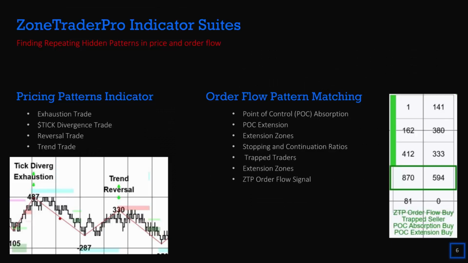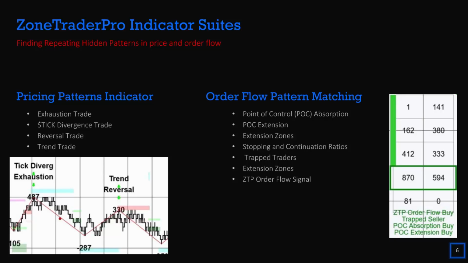The ZoneTraderPro software is basically two indicator suites now. The original pricing patterns indicator, which I'm not going to talk a lot about in this webinar, has basically four trades: the exhaustion trade, the tick divergence trade, a reversal, and a trend trade.